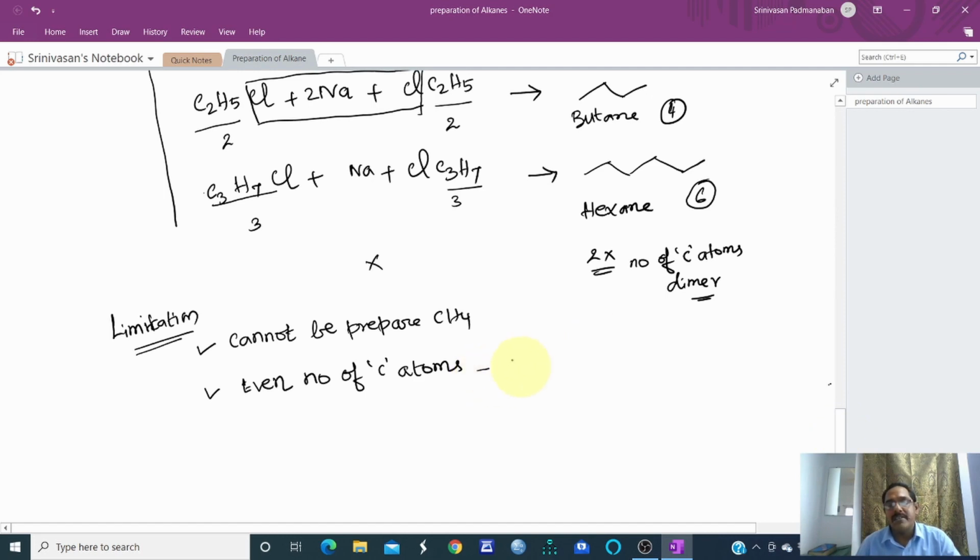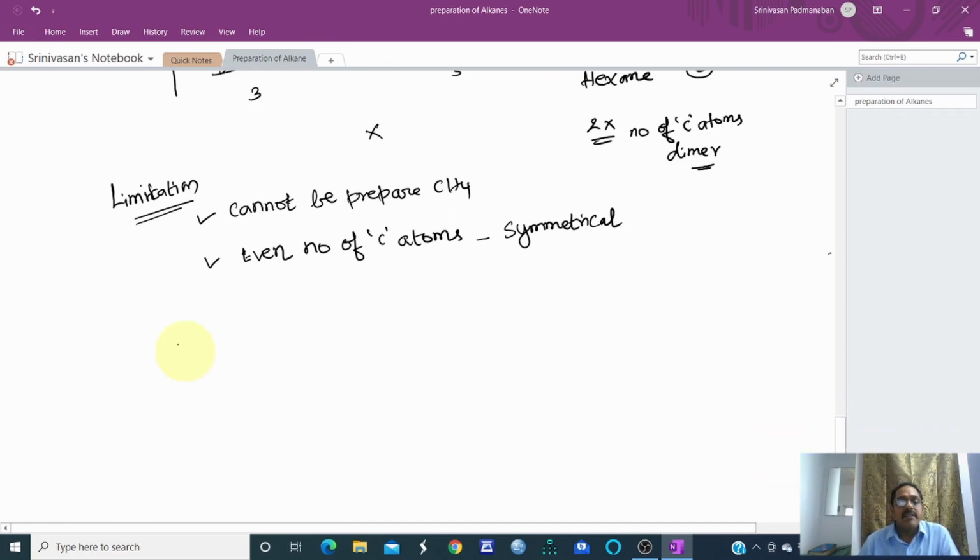Otherwise they call this symmetrical alkanes, which means that unsymmetrical alkanes cannot be prepared. But a little bit of extension is there that I will tell with another example. So let us take 2 groups of chloroalkanes, R1Cl plus R2Cl. If you take 2 different groups, what will you get? You will get mixtures.